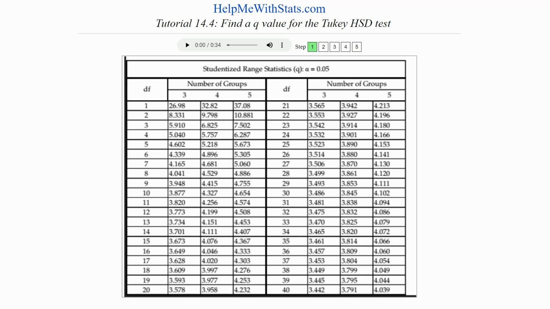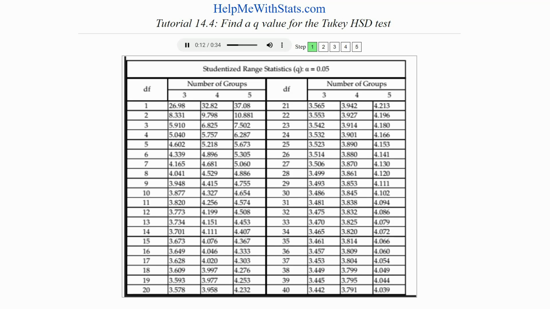HelpMeWithStats.com was used to create this tutorial that can help us find a Q value for the Tukey HSD test. Here's the table of critical Q values used to calculate the Tukey HSD value that defines the minimum distance two means must be from each other with alpha equals 0.05.